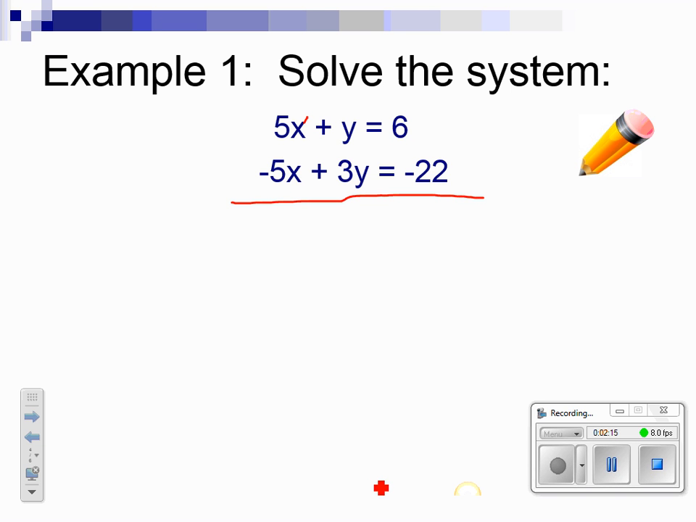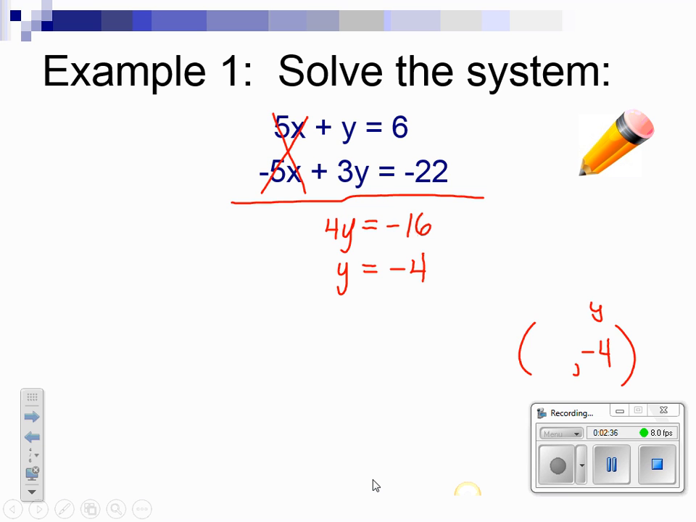5x and negative 5x would eliminate or cancel out, and I would be left with 4y equals negative 16. Now I divide both sides by 4, and I get y equals negative 4. So my solution is the y part is negative 4, and now I need to find the x part. So I'm going to plug negative 4 back into the top equation, and I'm going to go ahead and see if I can find out what that solution is. So 5x minus 4 equals 6, 5x equals 10, x equals 2.